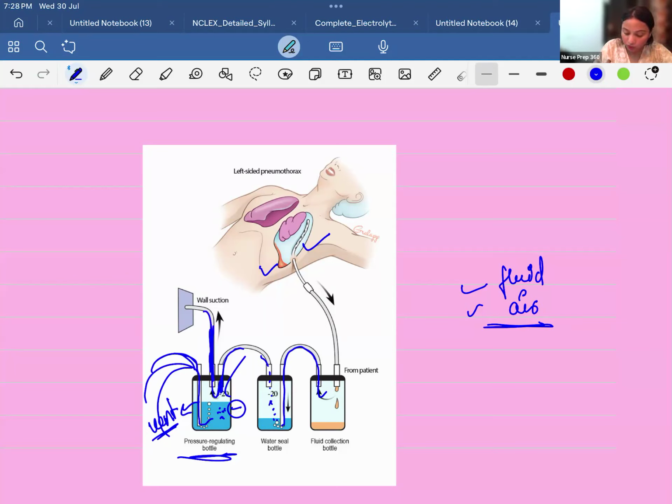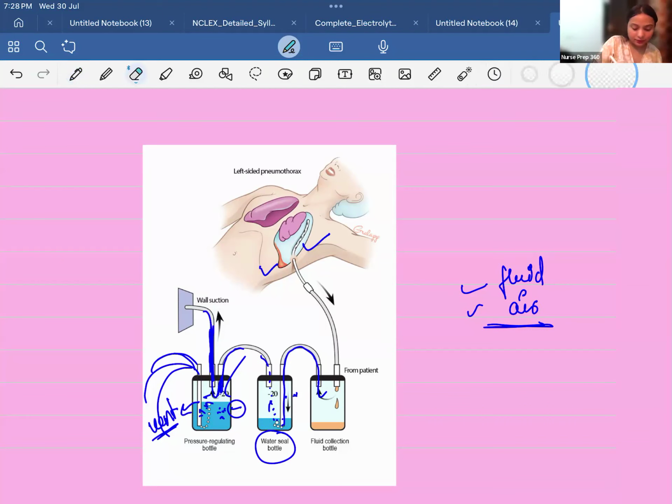Because you cannot directly remove, you can combine these two things, but you cannot evenly remove air and create a suction at the same time. That's why we have one extra tubing. This is called pressure because this will regulate the pressure. You cannot regulate pressure as well as water seal together. You cannot combine these two. It will be very difficult to maintain suction and remove air at the same time. That's why we have 3 bottles. Understood?